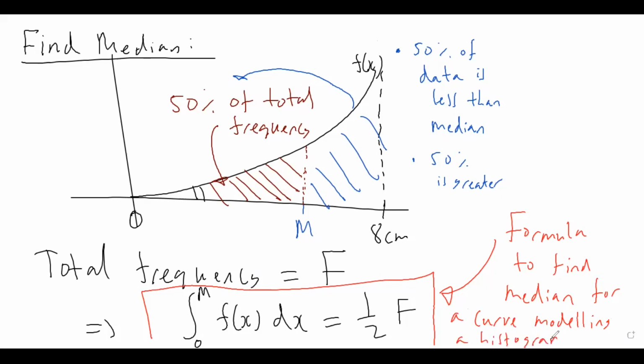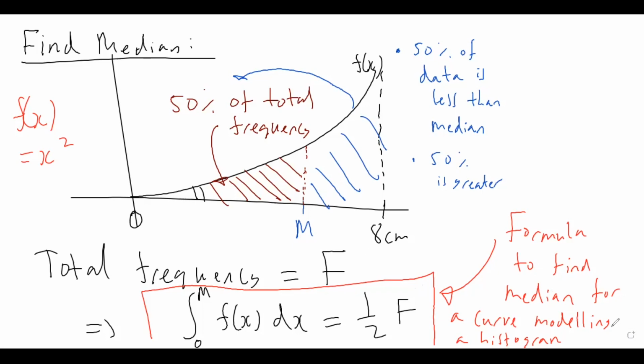So let's just say that f of x equals x squared. You'd plug x squared into it, and you'd integrate from 0 to m of x squared. m is a number you don't know, but when you do your definite integration, you plug m into your result once you've integrated it, and that's equal to half your total frequency. The frequency you'll know from the question because you work that out from your histogram.